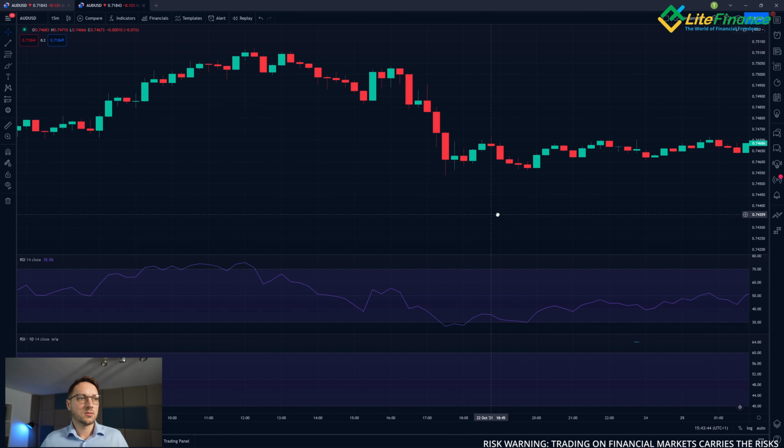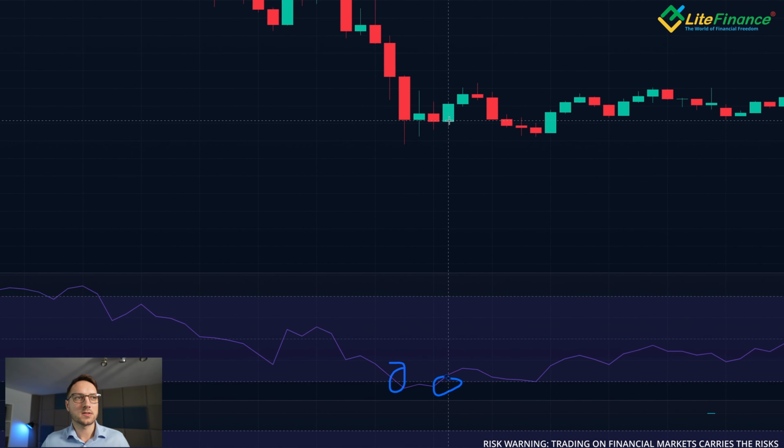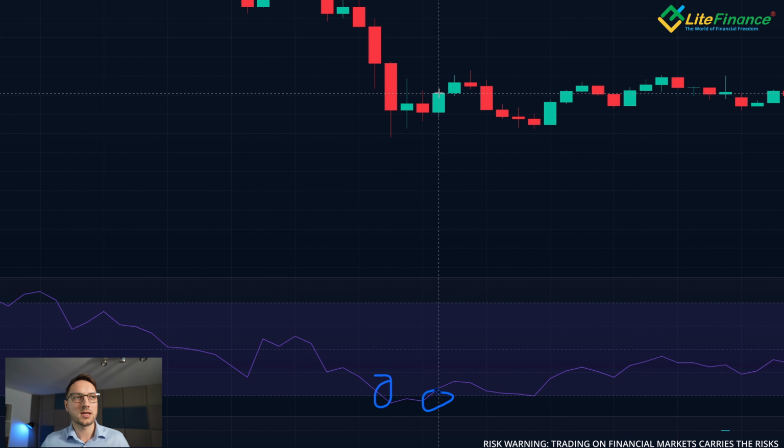So let's discuss this moment over here. We went below the 30 line, and here we went inside the channel again. We crossed the 30 line to the upside, and as we can see, it occurred on this green candle. So this green candle closed, the oscillator went inside the channel, and we are entering at the next candle. So this is our triggering candle, and the entry is over here.